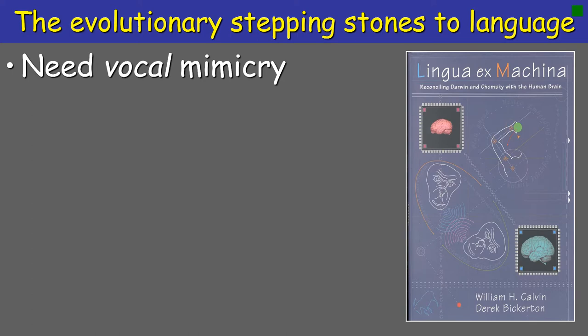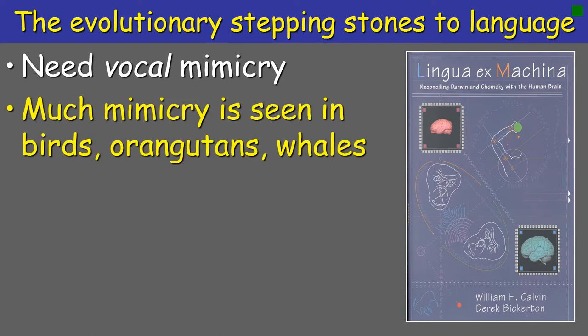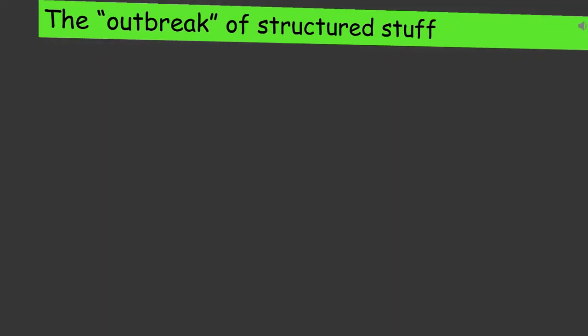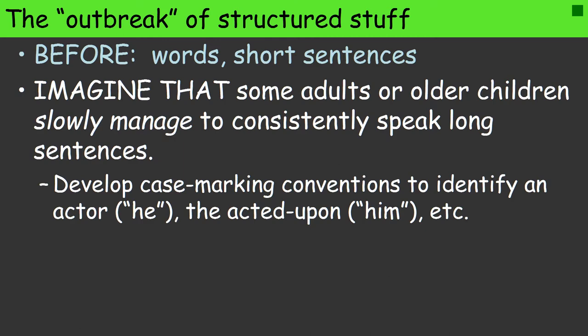So as far as I can see, you need these things. You need vocal mimicry, which may come rather late. Much mimicry can be seen in even bird brains. So, I mean, it is not that difficult to do. However, great apes don't do it very well. And for most of our history in a band-sized social group, we may not have done very well either.